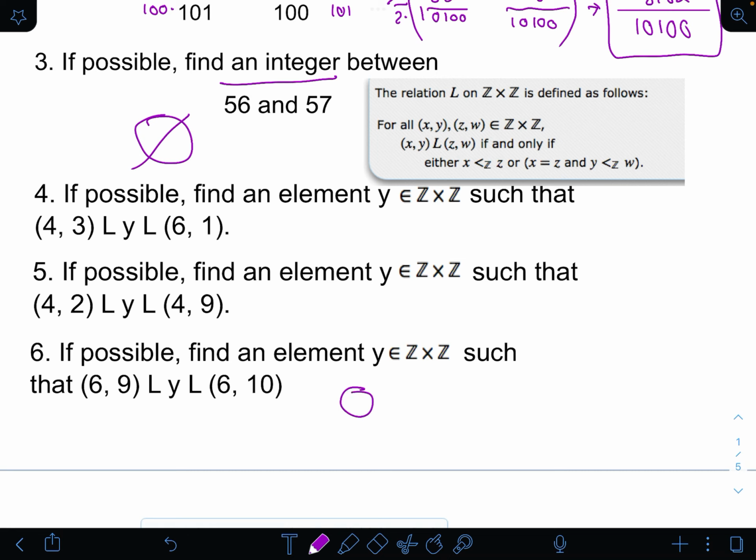I will tell you this one down here is going to be empty, but problem 4, quite literally, I could have 5 comma anything, because again, with the L relation, component-wise, the first elements, X, will be less than Z. So yeah, that's fine. So something in between them, 5 comma anything at this point. Or I could write 4 comma 4 or 4 comma a million for that matter. It doesn't matter.